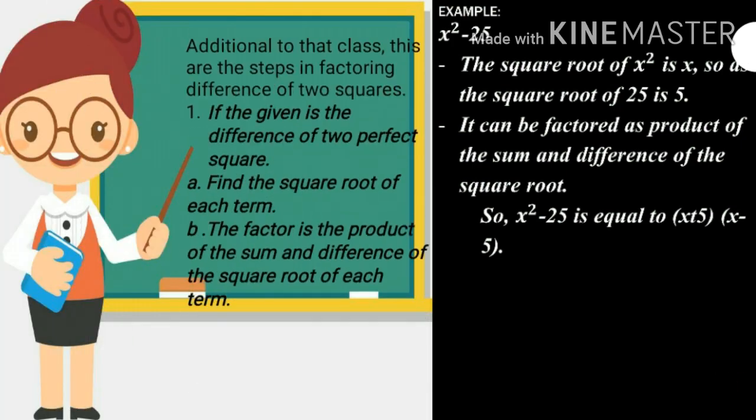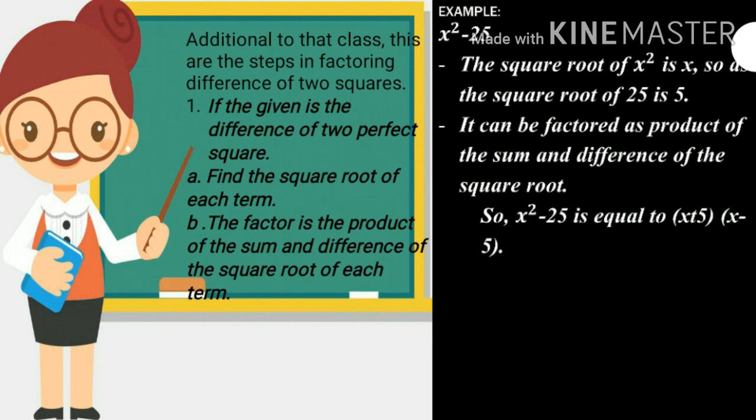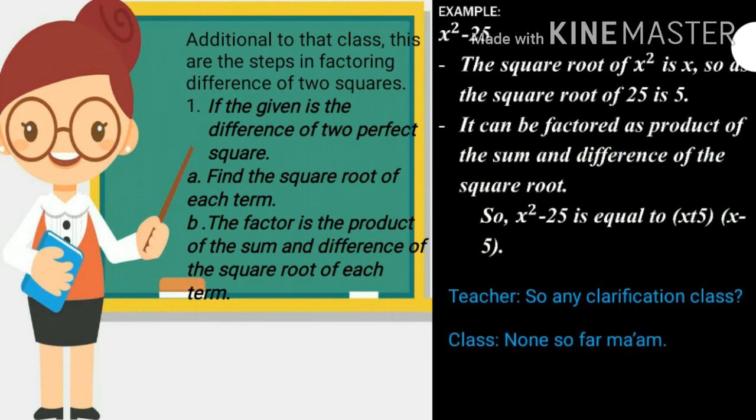Additional to that, class, these are the steps in factoring a difference of two squares. First, check if the given is a difference of two perfect squares. Then you need to find the square root of each term. Another, the factor is the product of the sum and difference of the square roots of each term. So any clarification, class, questions? None so far, ma'am.